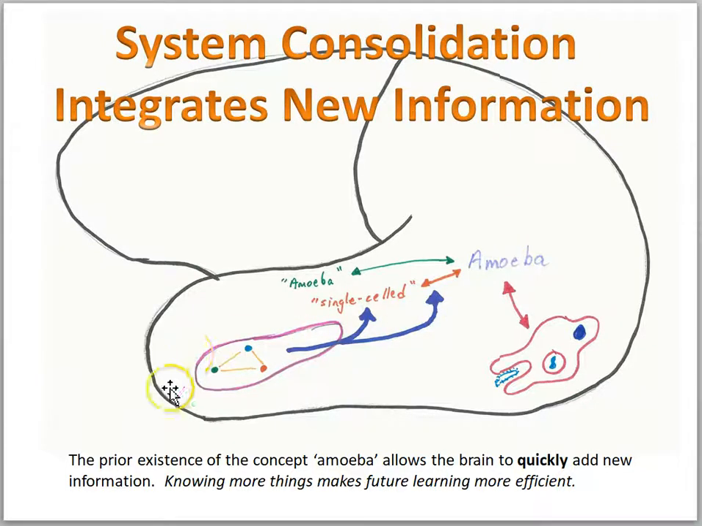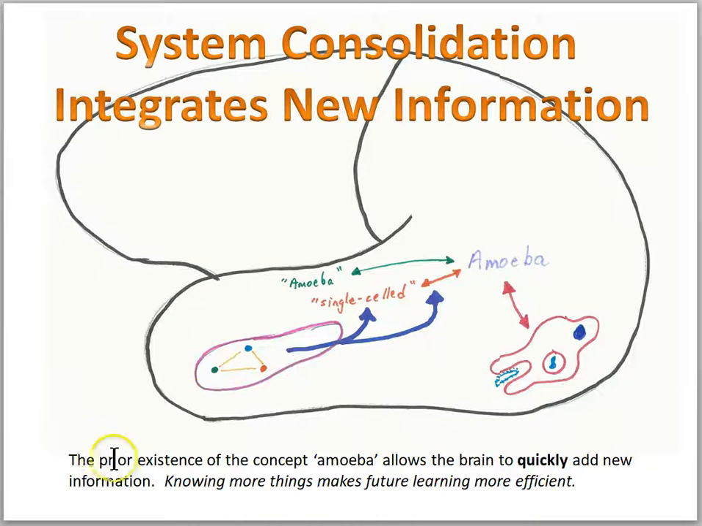So you see, the hippocampus will go through that replay process, and that replay happens after learning, also during sleep. And what that will do then is strengthen the cortical memory trace for the new information. Initially, that information was weakly connected to the concept of amoeba, but after consolidation, we strengthen that connection. So we've added some new information to our concept of an amoeba.